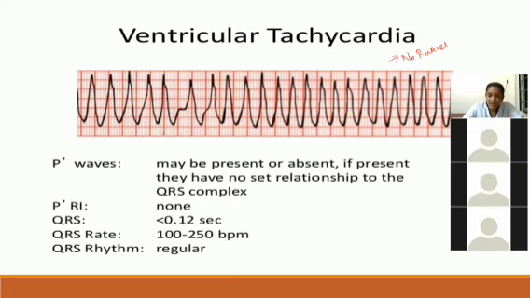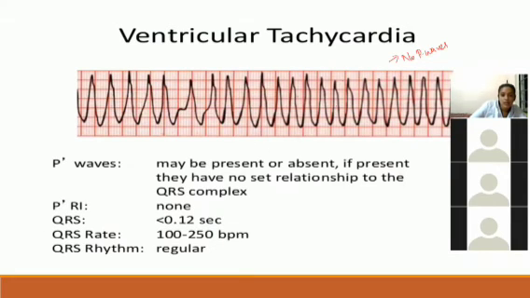So even if a P wave is present, that P wave will not have any relationship with the QRS complex, and the PR interval we cannot appreciate here. The QRS complex is obviously less than 0.12 because tachycardia is happening. The rate will be 100 to 250 beats per minute, and the rhythm will be regular.